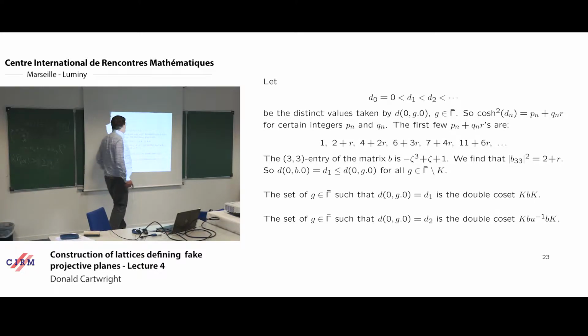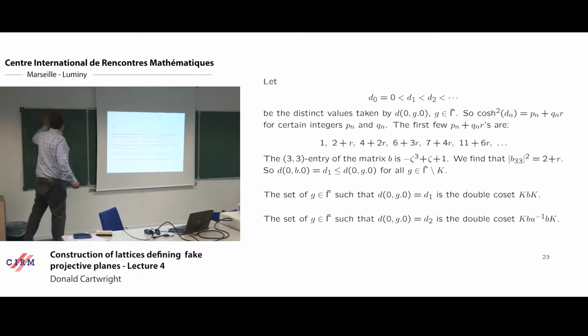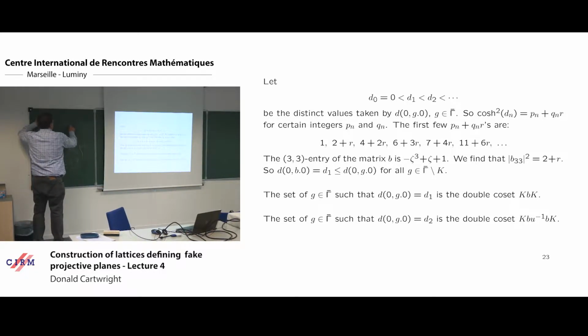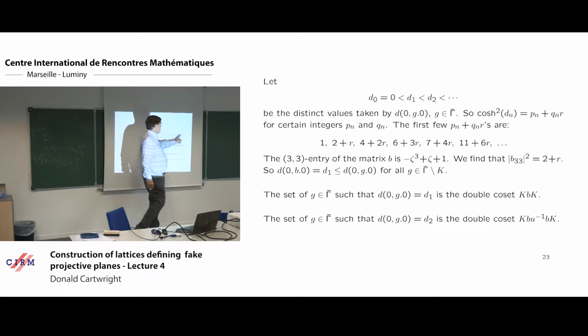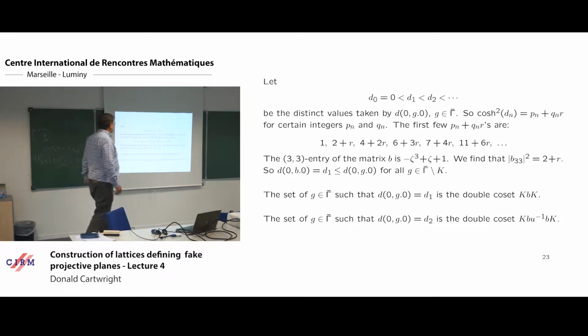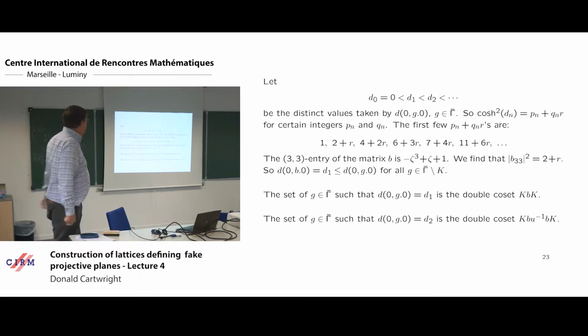The cosh-squareds of the distances are these quantities. Okay, so these are algebraic integers. So their squares look like integer plus integer times r. And if you look, you can see what the first few are. And if you look at our matrix B, its 3 entry is that particular thing. If you take the absolute value squared of that, you find that it's 2 plus r. So that's indeed the smallest distance. So B moves the origin as small as possible amongst the elements which actually move the origin.